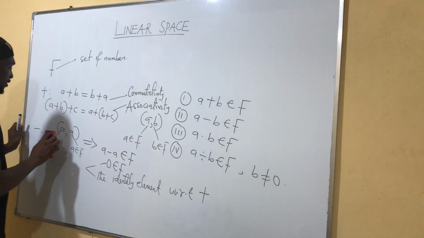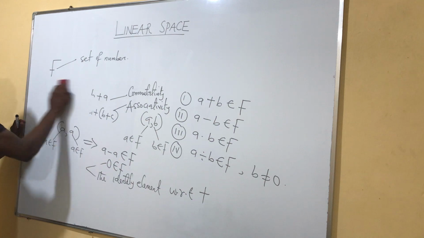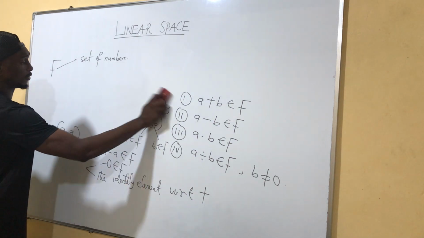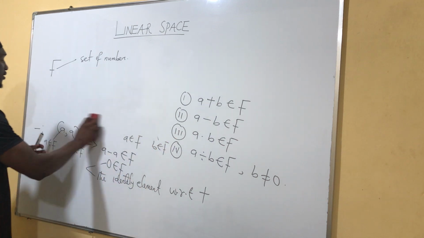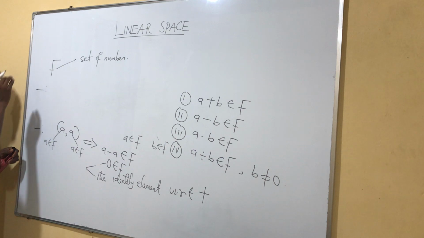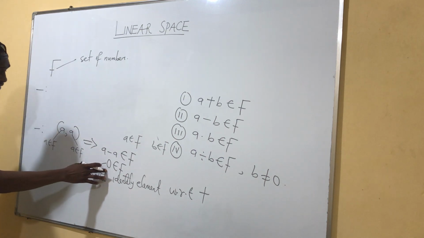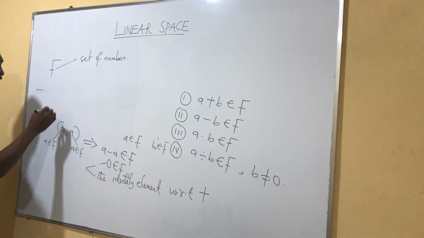Now we are still on the concept of subtraction. You see that we've derived that 0 is an element of F. So take a look at this particular pair now.